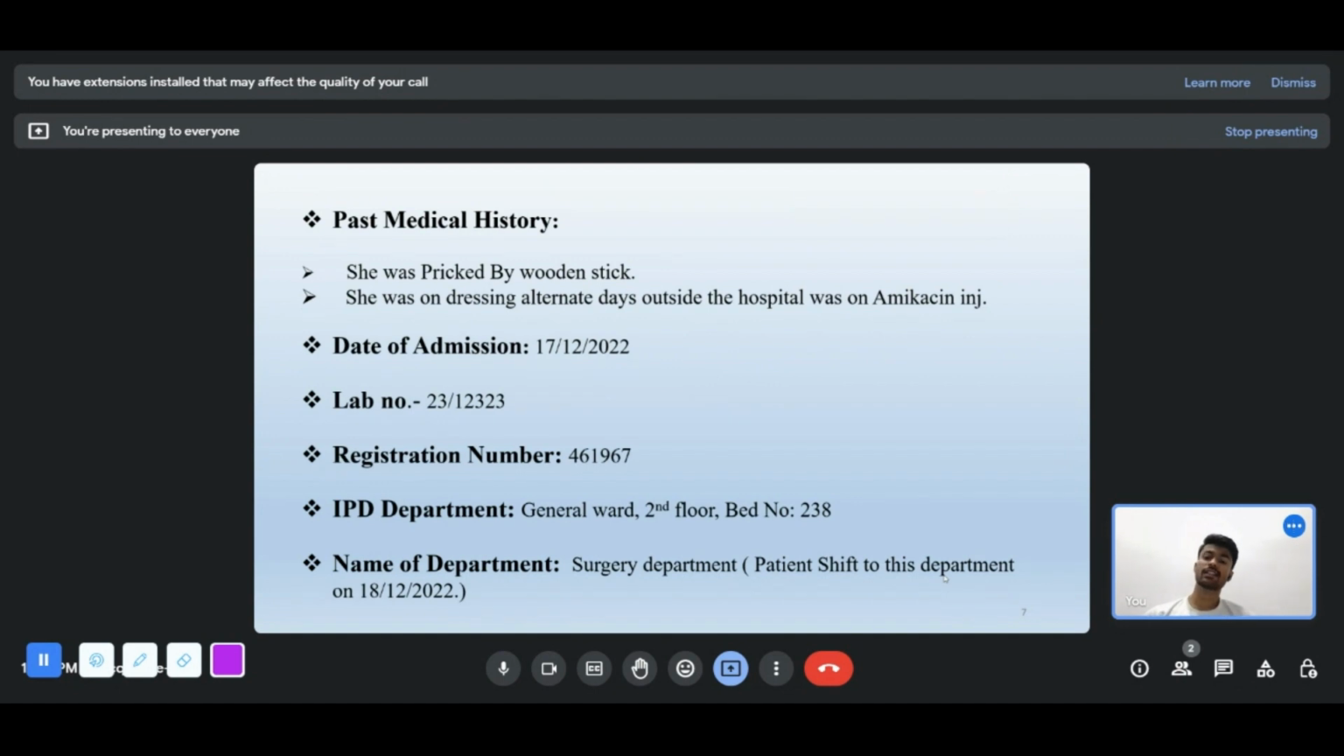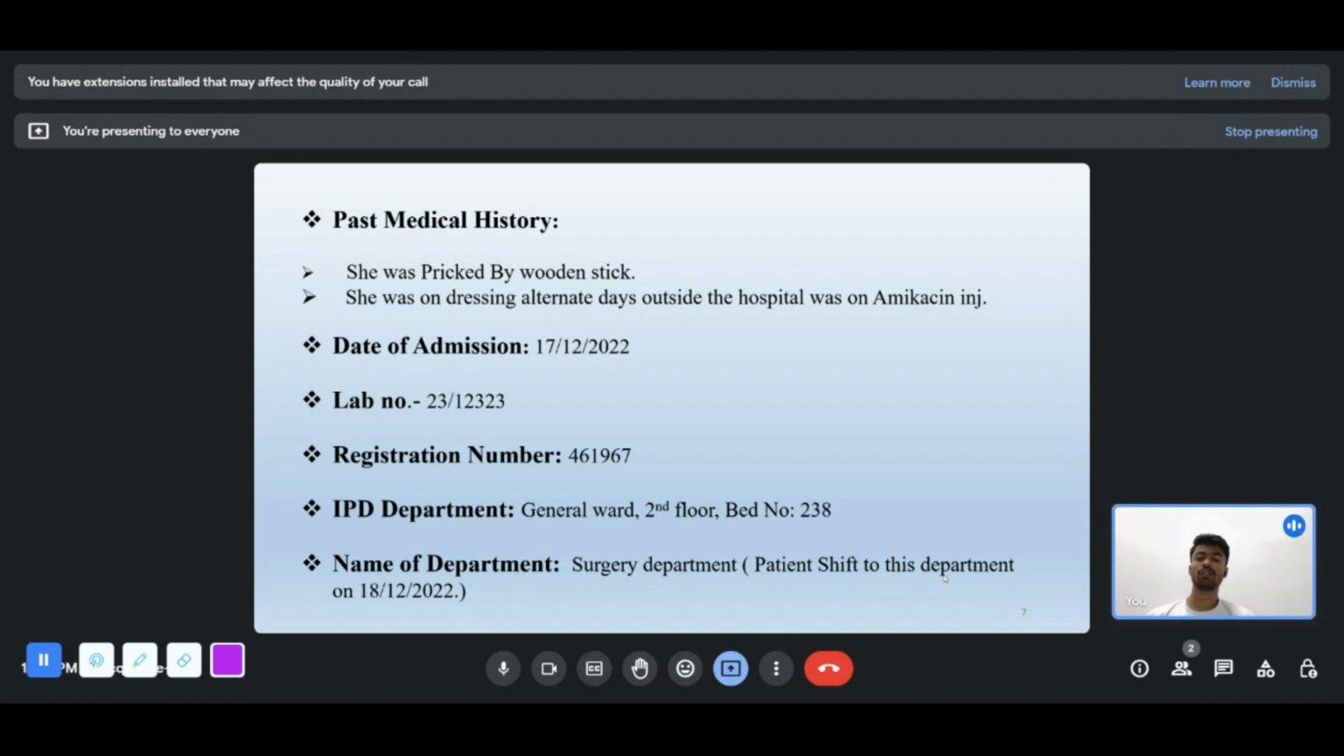Coming to the next point, that is past medical history. While patient counseling was done, she told us that she was pricked by wooden stick. She was on dressing on alternate days outside the hospital, and was on antibiotic called amikacin injection given IV. The date of admission, earlier we discussed the date, that is 17. The lab number as 23 oblique slash 12323, registration number 46 19 67, IPD department, that is general ward, second floor, bed number 238.